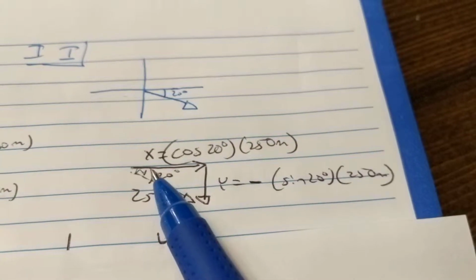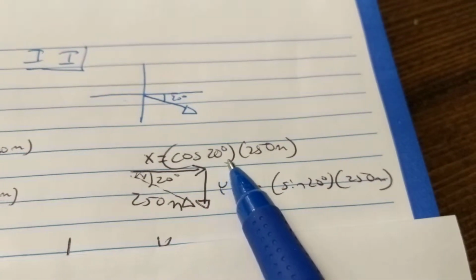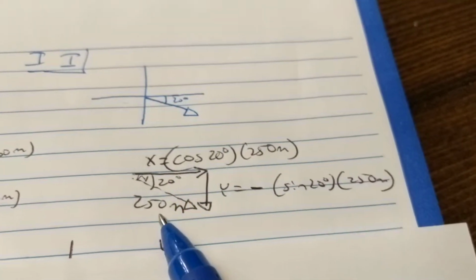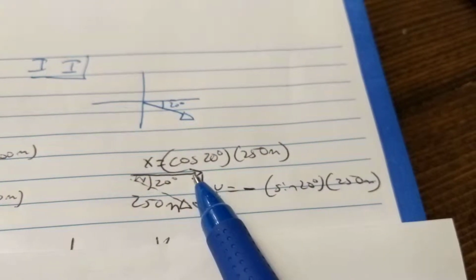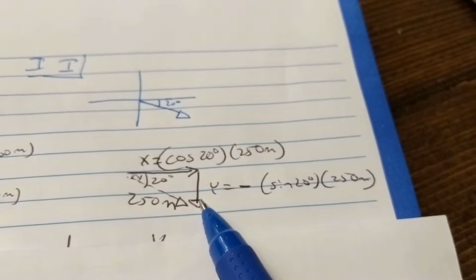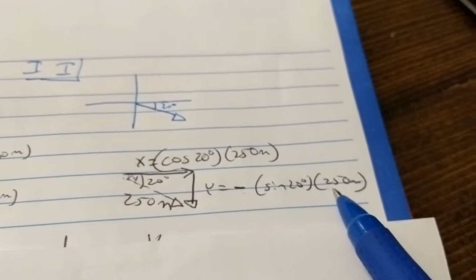So if I were to split this up, I'd find my X and my Y. Once again, the X is cosine of 20. So we've got the adjacent side times the hypotenuse. It's going to the right, so we said that's positive for the east. This is going down towards the south. So we've got our negative sine of 20 times 250.